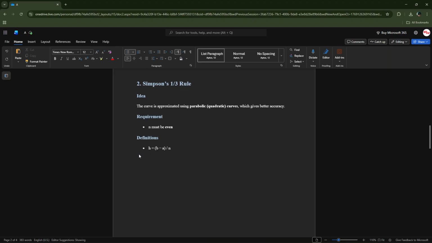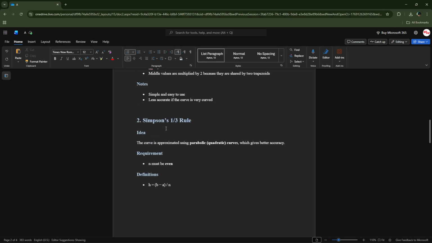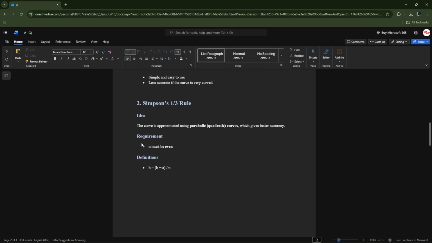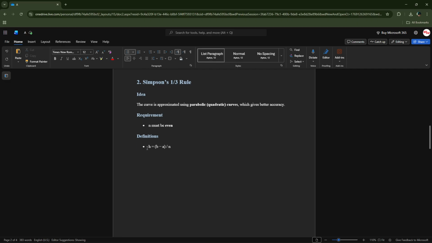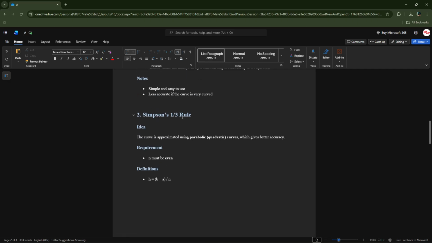The step size h is calculated the same way as before. So you can see here in the requirement that n must be even, right? So in this method, the first and last values are multiplied by 1. Odd index values are multiplied by 4. Even index values are multiplied by 2.